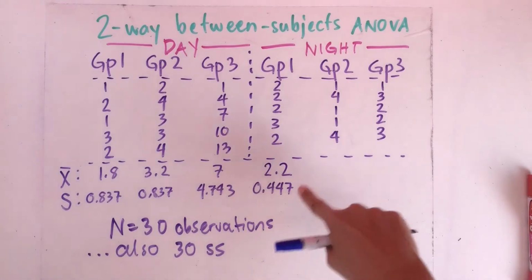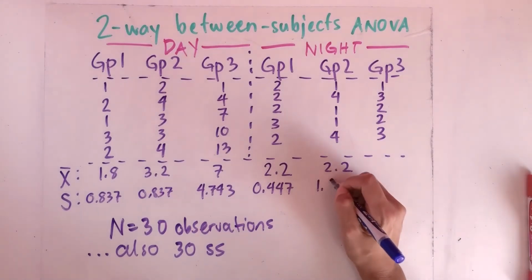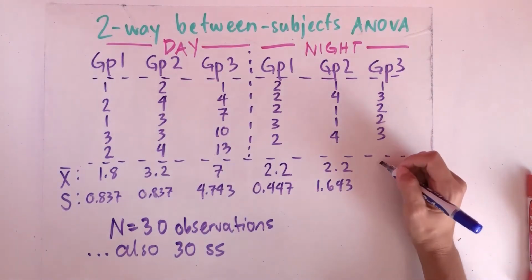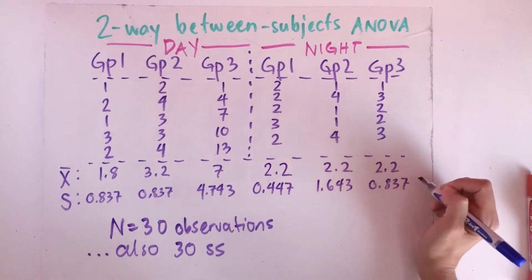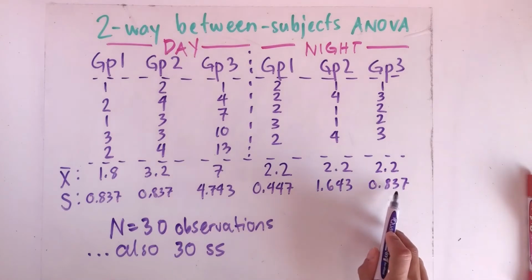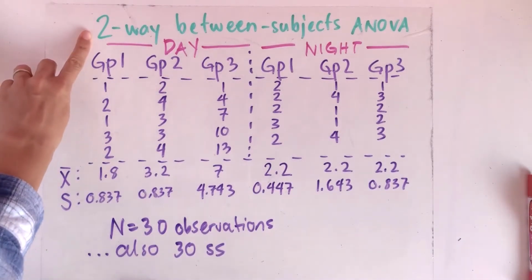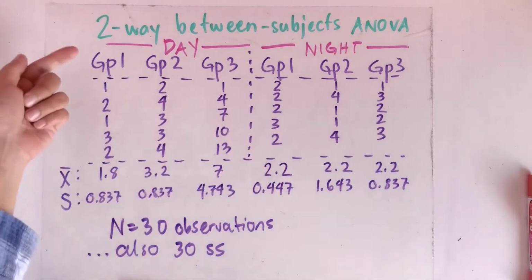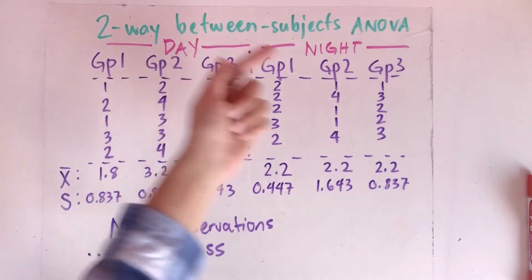Group 2's mean also happens to be 2.2. And its standard deviation is 1.643, so a bit higher than group 1's. And finally, group 3 is 2.2 for the mean and 0.837 for the standard deviation. So we have our between subjects data, and it's a two-way because we have two factors. The first factor is group with 3 levels, and the second factor is the timing, or the time. And the 2 levels for that factor are day and night.